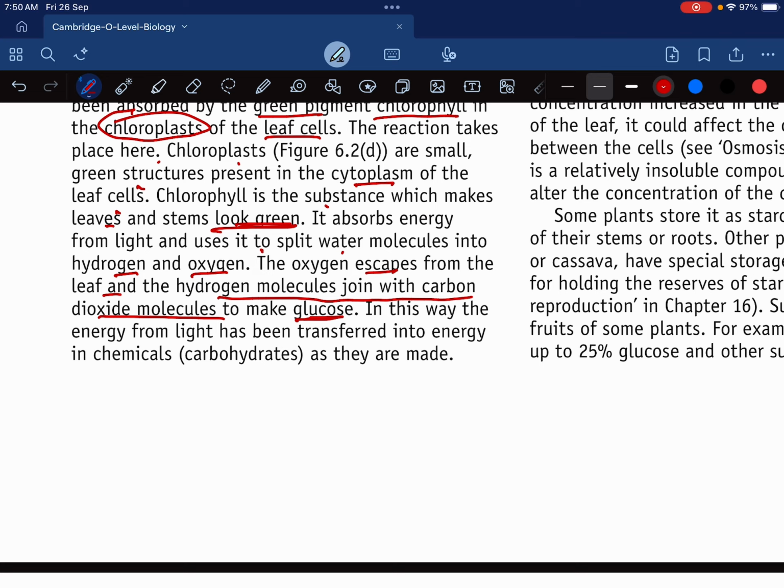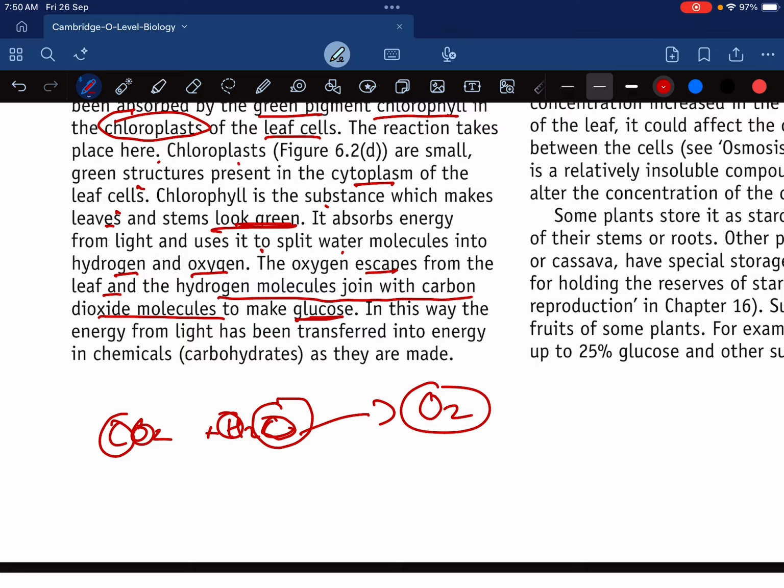राइट, सो हमारे पास यहाँ आ गया CO2 प्लस H2O, तो जो ये ऑक्सीजन मॉलिक्यूल है ना H2O के अंदर, ये तो escape कर जाता है as O2 in the air, in the atmosphere, लेकिन ये जो हाइड्रोजन मॉलिक्यूल हो गया और जो कार्बन और ऑक्सीजन मॉलिक्यूल, these three help to produce our C6H12O6, our glucose molecule. In this way, energy from light has been transferred into energy in chemicals.